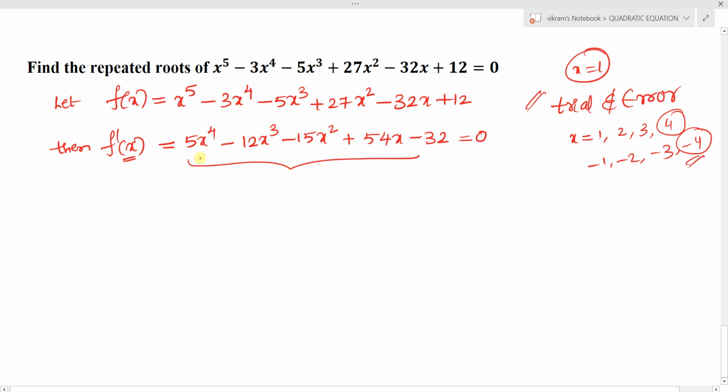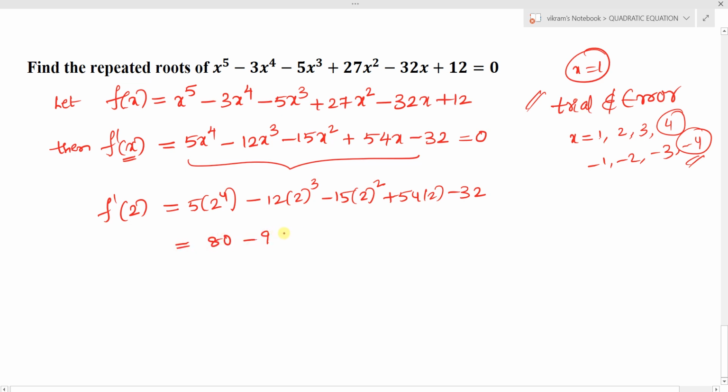Now if we substitute x equals 2, that means f dash of 2: 5 into 2 power 4, minus 12 into 2 cube, minus 15 into 2 square, plus 54 into 2, minus 32. Then if we simplify this, what is 16 into 5? 80, minus what is 12 into 8? 96, minus 60, plus 108, minus 32, and if we add all these you will get the resultant as 0. By using the trial and error method, f dash of 2 equals 0.